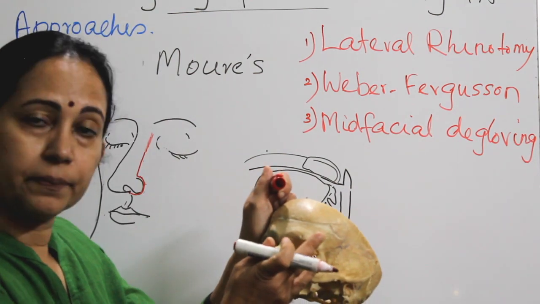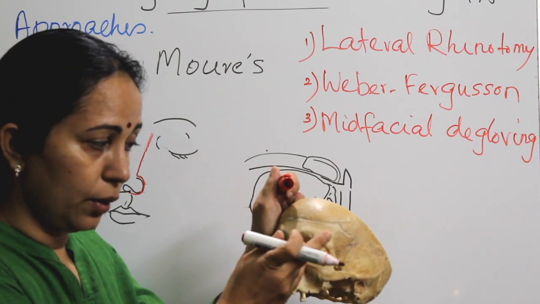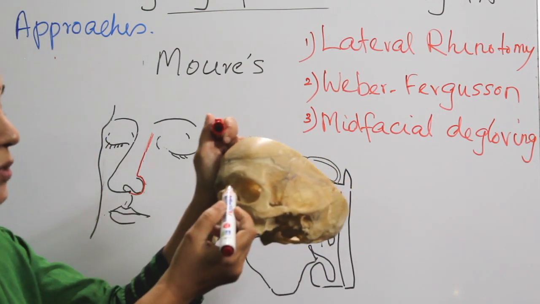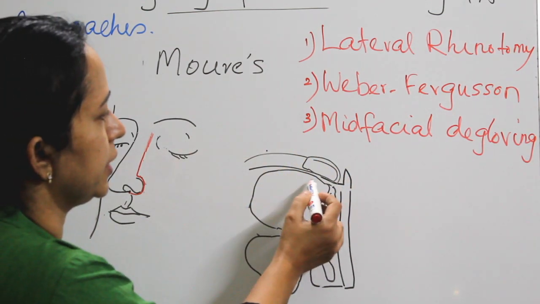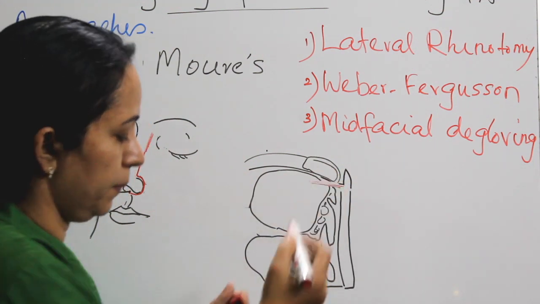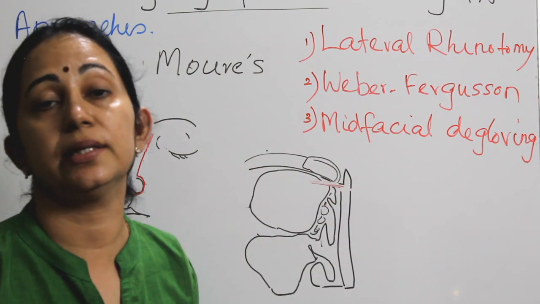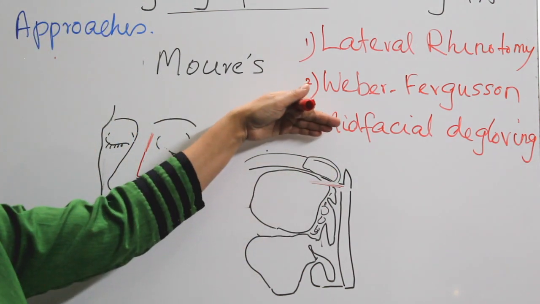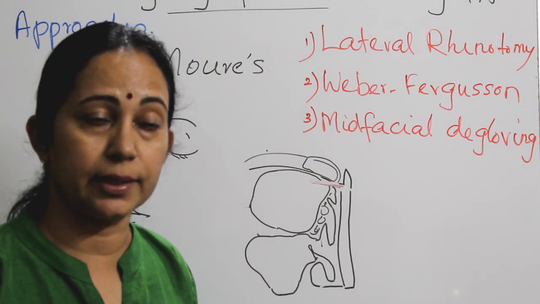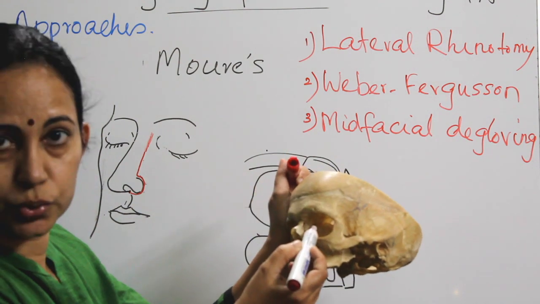Elevate the periosteum laterally from the floor and from the medial wall of the orbit. The superior limit will be the frontoethmoid suture line. Above the frontoethmoid suture line, if you go superior to it, there is a chance of reaching into the intracranial content, injury to the intracranial content, and CSF leak can occur. So always the superior limit is the frontoethmoid suture line.